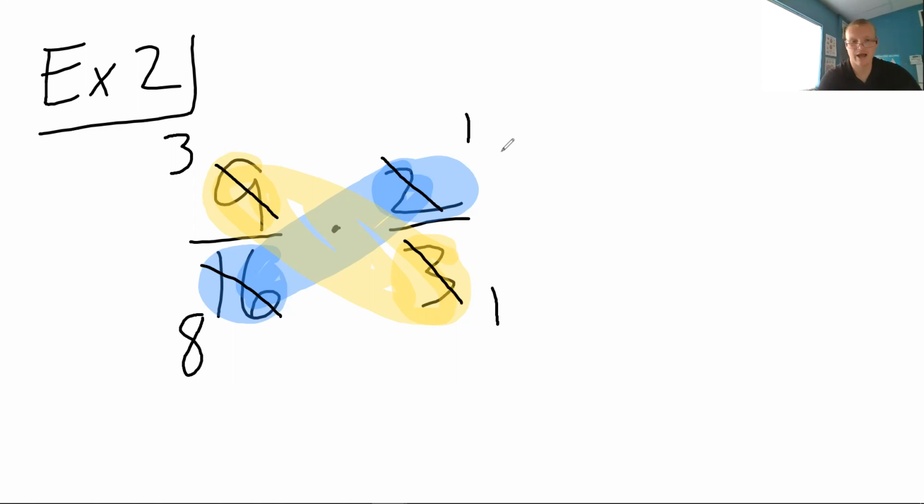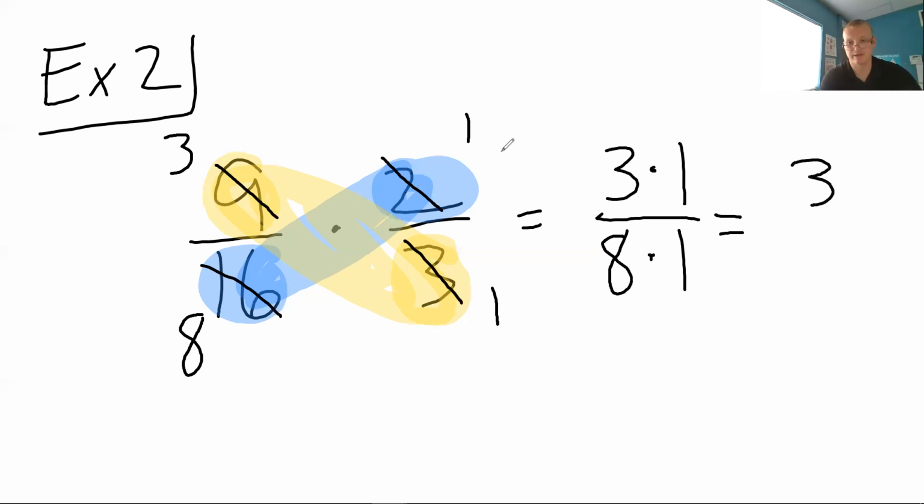Now I'm done. Now I can multiply straight across. So I'm going to write out what I'm going to be multiplying together. Multiply the numerators together, so 3 times 1, and then multiply my denominators times each other, so 8 times 1. And what's that going to give me as an answer, William? 3/8. Yep.